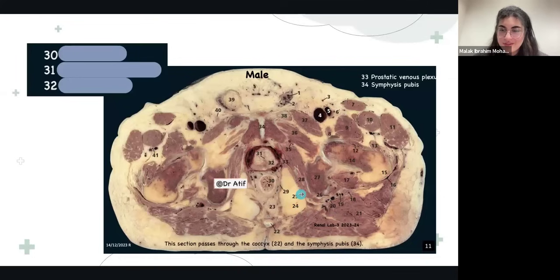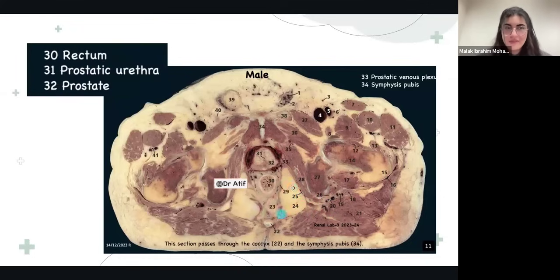Okay. Yes, good job, guys. You all got it correct. This is pretty simple. 32, you have your prostate, and here you have your prostatic urethra. Make sure in the exam that you mention that it's prostatic urethra and not just urethra, because it's located in the prostate. So obviously, they're going to want you to specify. So make sure that you say prostatic urethra.